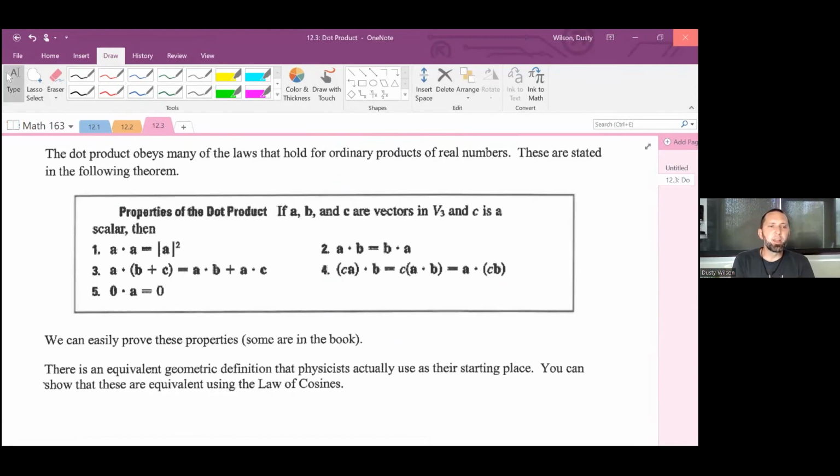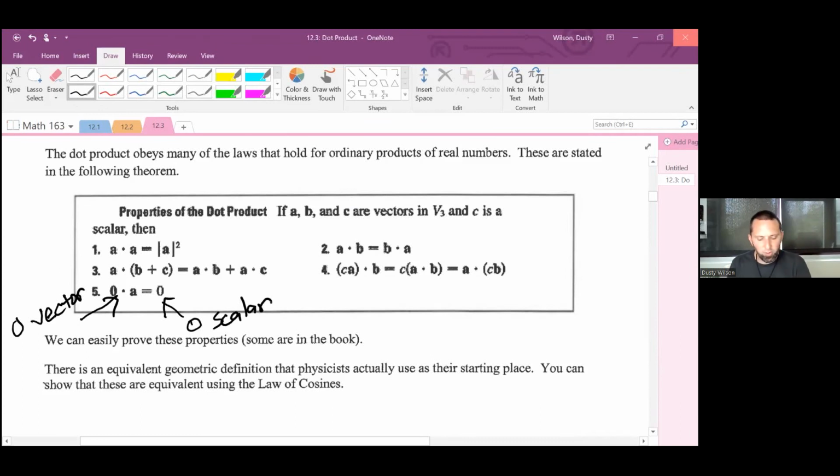The dot product obeys many of the laws that hold for ordinary products of real numbers. These are stated in the following theorem. You'll notice that A dot A is the magnitude of A squared, kind of like you would think. A magnitude is already a scalar, so we square it, it stays a scalar. A dot (B plus C) equals A dot B plus A dot C. 0 dot A is 0. Notice that this 0 is the zero vector, and this 0 is the zero scalar.